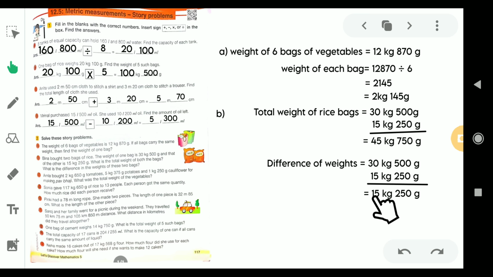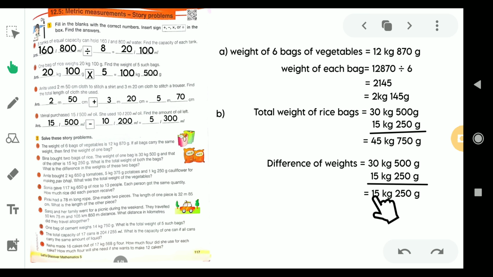Now let us move on to the next question. Amla bought 2 kg 650 gram tomatoes and 5 kg 375 gram potatoes and 1 kg 250 gram of cauliflower for preparing pav bhaji, and what was the total weight of vegetables? Look here. Her plan is to prepare the pav bhaji. So for that she purchases 2 kg 650 gram of tomato and 5 kg 375 gram of potato and 1 kg 250 gram of cauliflower, and we need to find out here the total weight of all these vegetables.